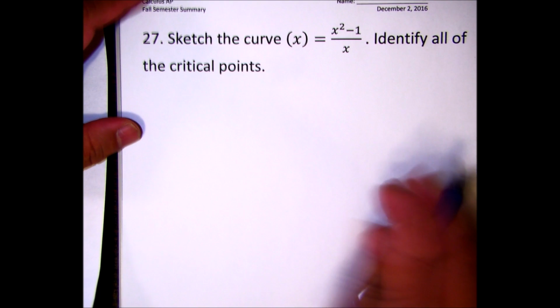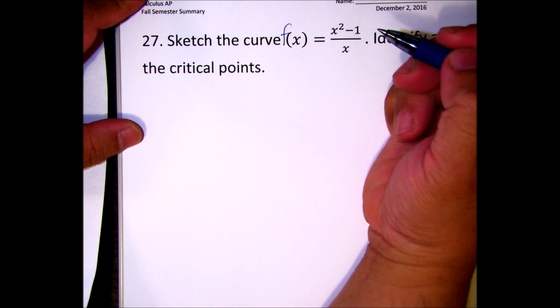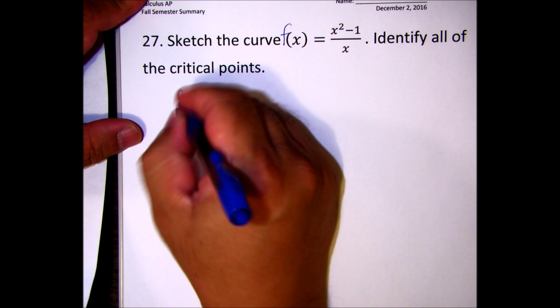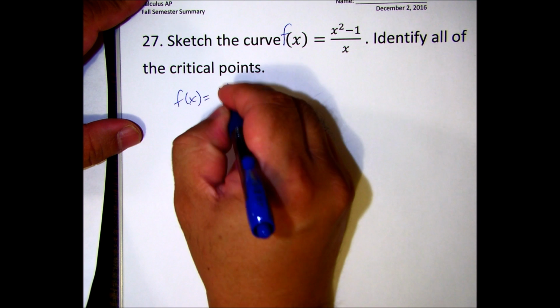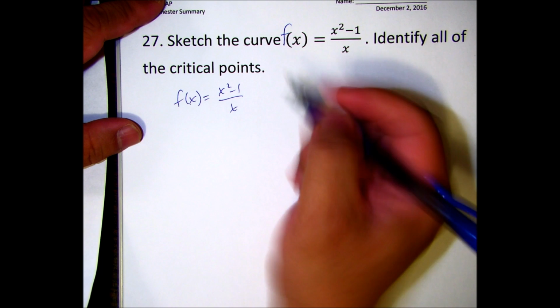Alright, this is the last problem. There's a typo in this. There should be f of x equals x squared minus 1 over x. Alright, let's look at this. We're doing a basic curve sketch. We're going to do a detailed curve sketch.